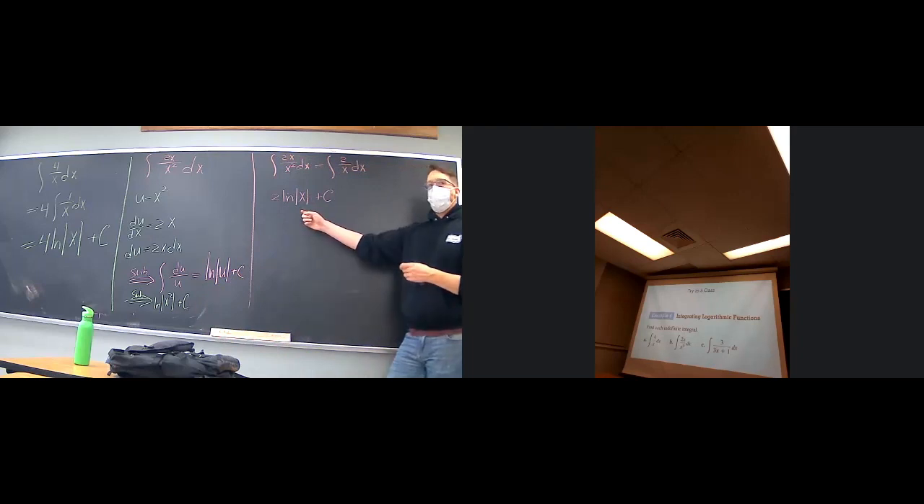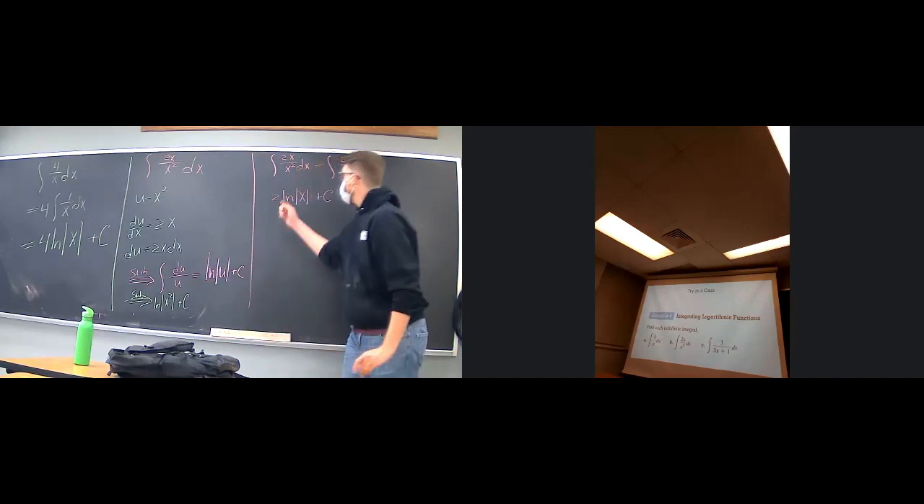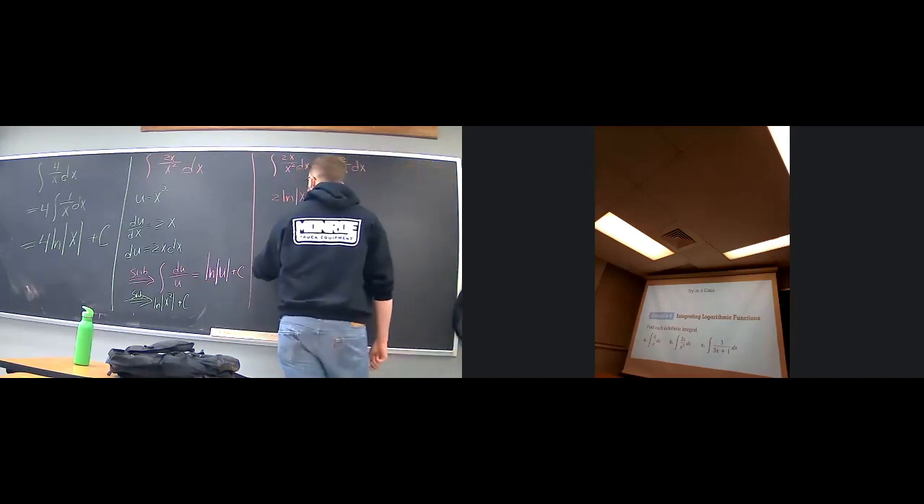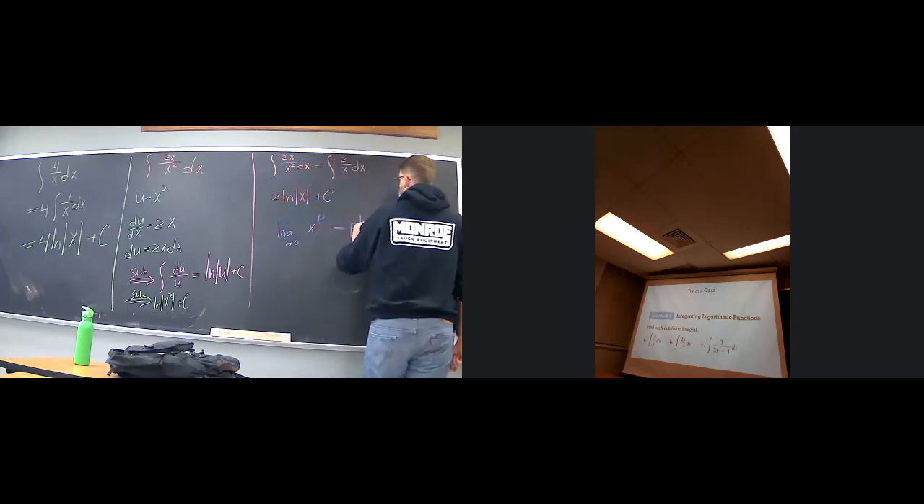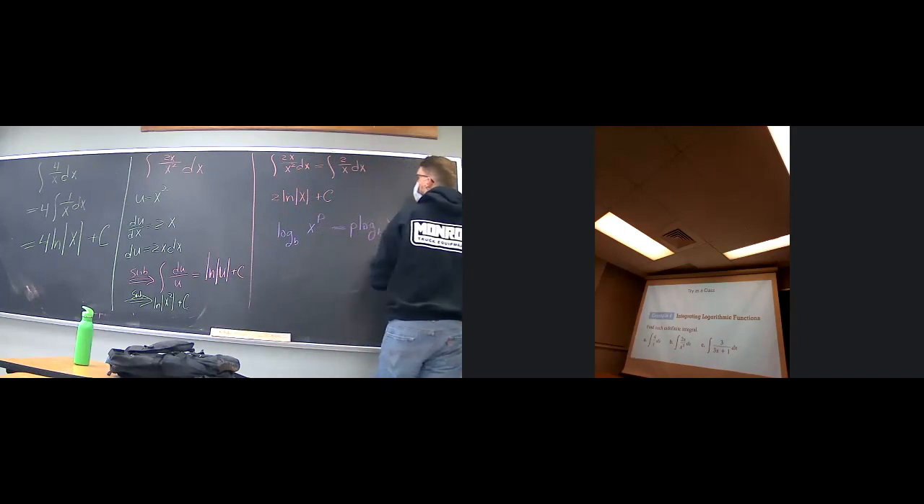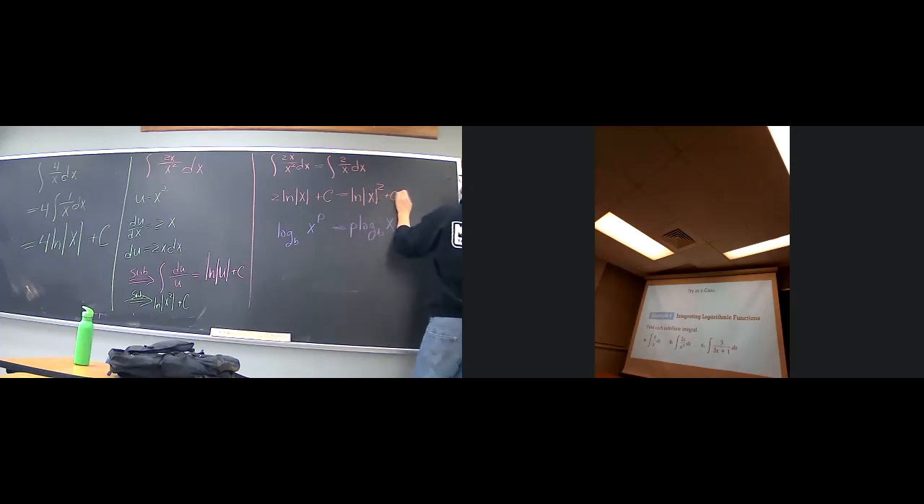X squared. Exactly. We have the power properties of logarithms, right? Log base whatever of x to a power can be rewritten as that power times log base b of x. So this thing happens to be equal to the ln, the absolute value of x squared plus a constant. So both approaches got you to the same answer.